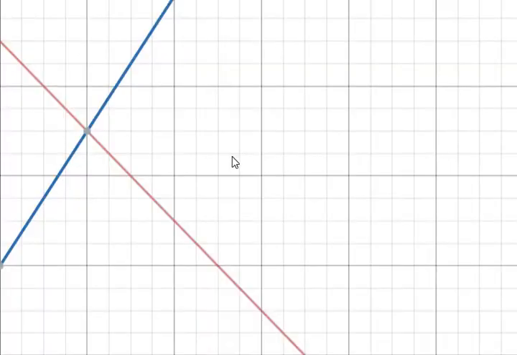So, here we are on Desmos, and as you can see, I've graphed the two lines here. The blue line represents the equation 3x minus 2y equals -4, and the red line is x plus y equals 7. As you can see, they intersect at (2, 5), which is the exact answer we got when we did it algebraically.